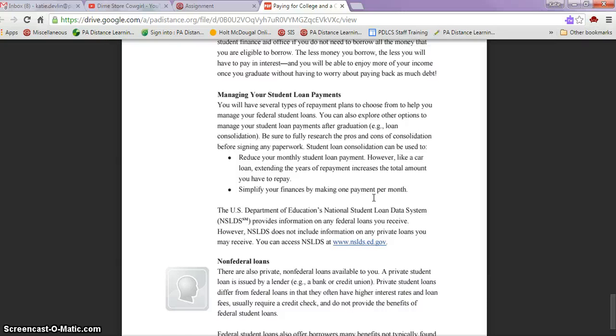Student loan consolidation can be used to reduce your monthly student loan payment. However, like a car loan, extending the years of repayment increases the total amount you have to repay. Simplify your finances by making one payment per month. The U.S. Department of Education's National Student Loan Data System, or NSLDS, provides information on any federal loans you receive. However, this system does not include information on any private loans you may have received.